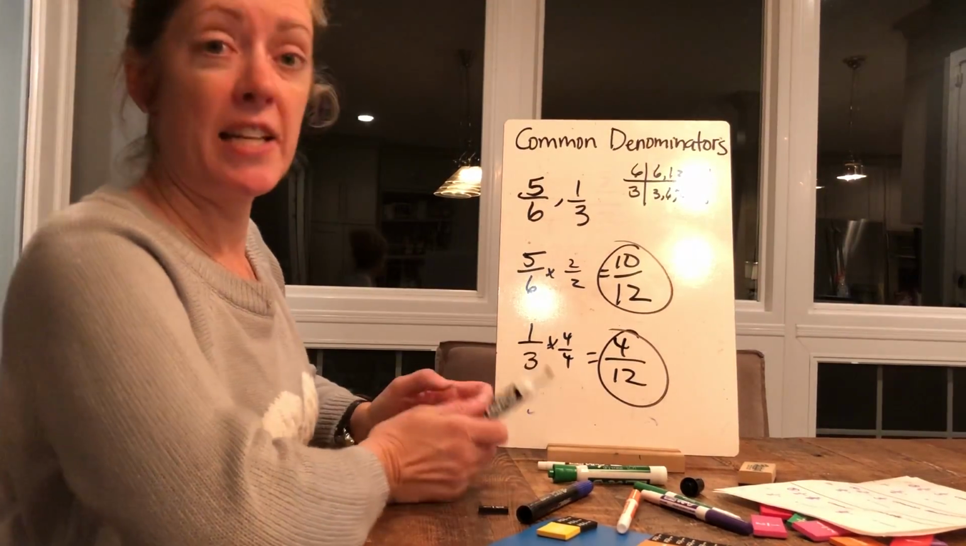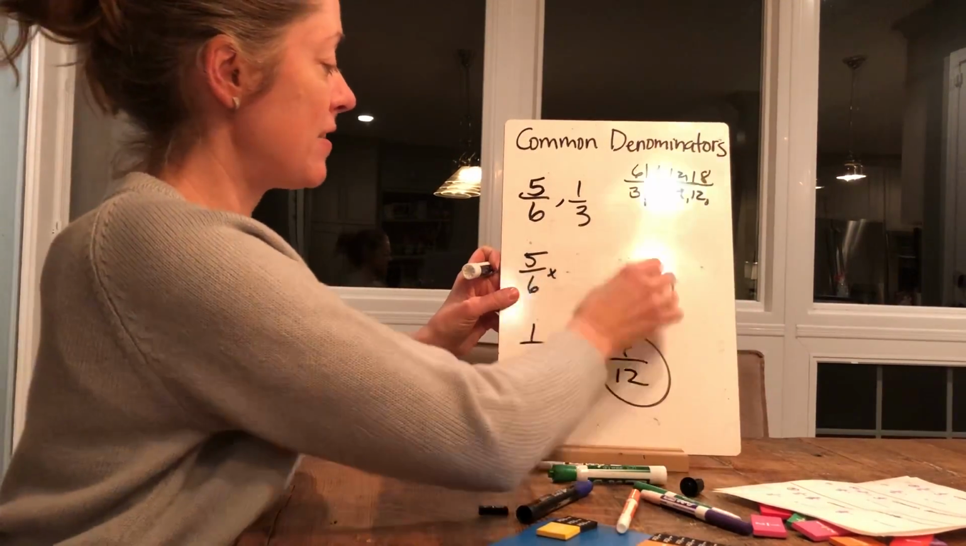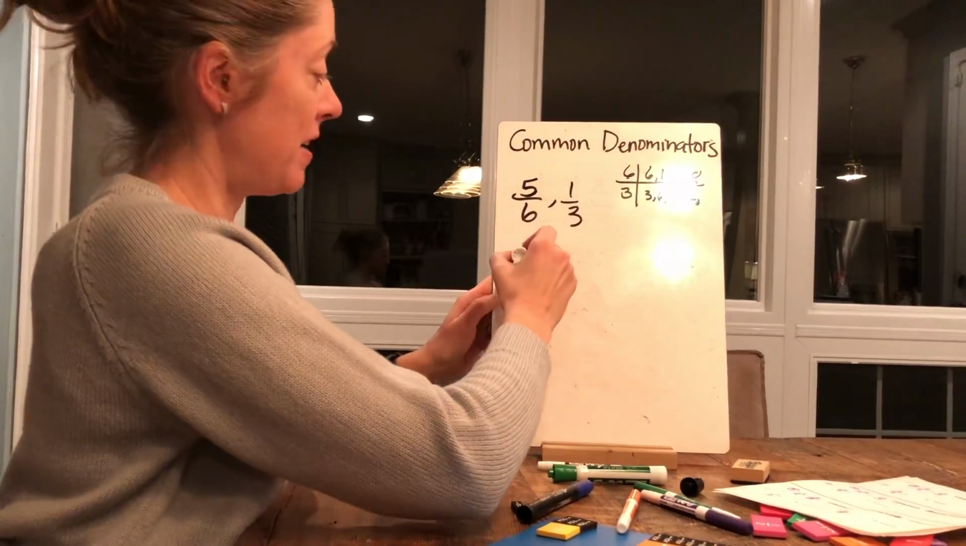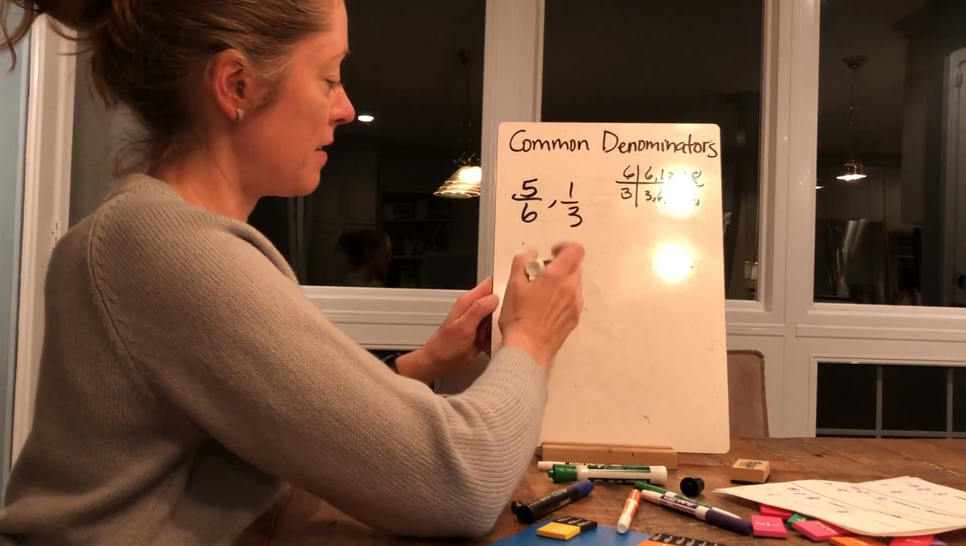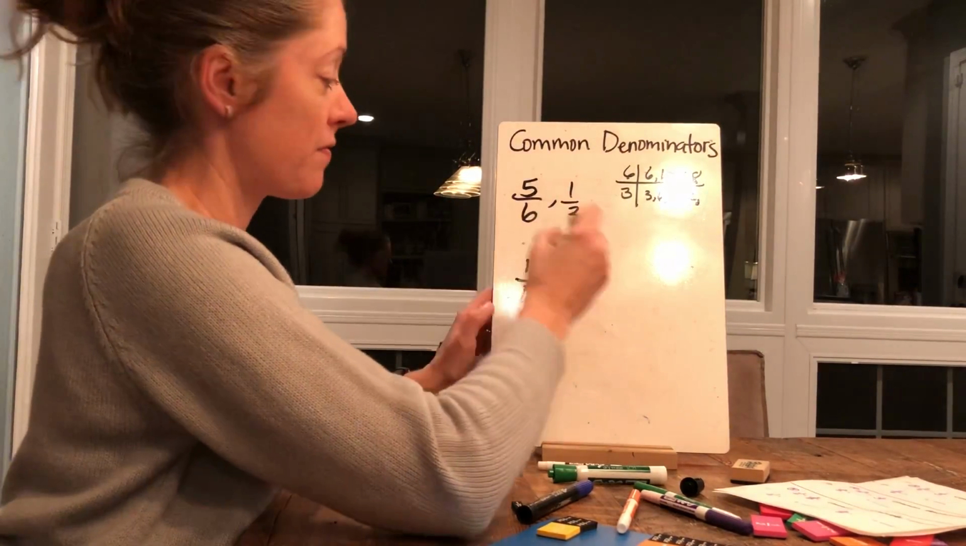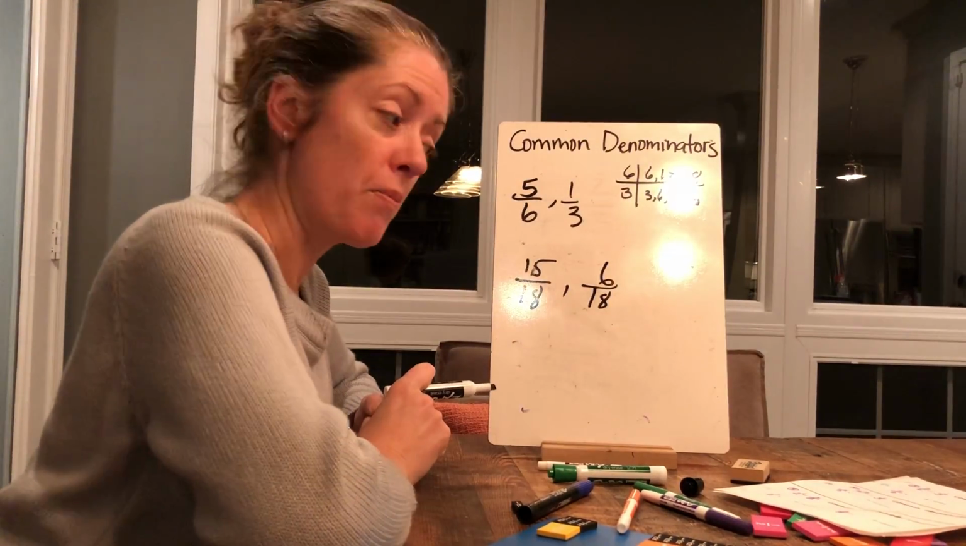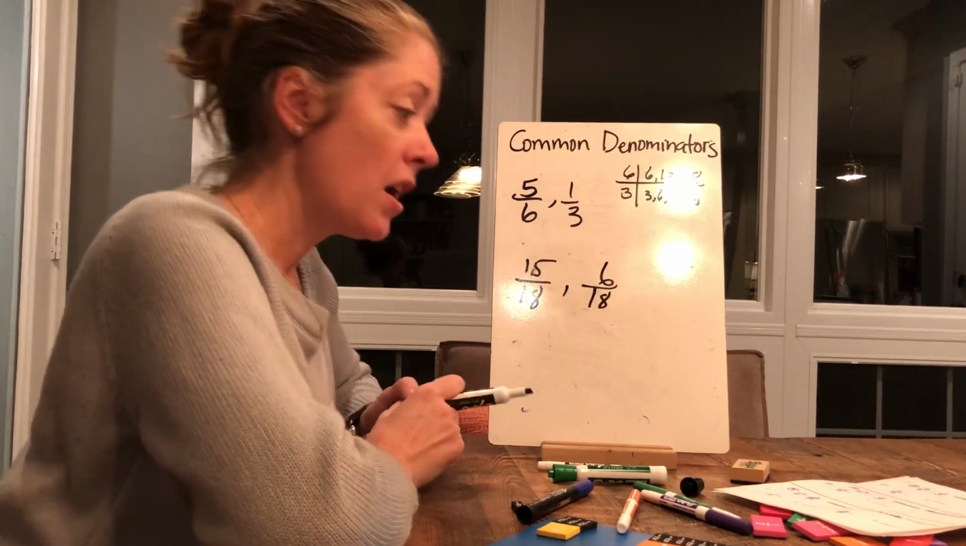Or you may have done 18ths. And if you did 18ths, your answer would have been 15/18ths, that's a 5, and 6/18ths. So any of those could work.